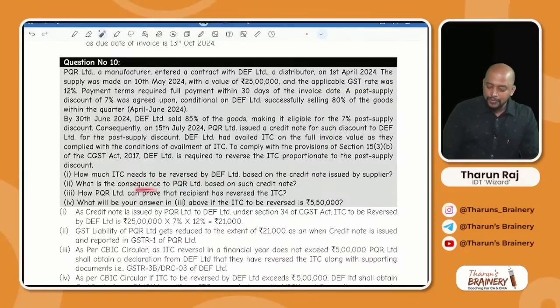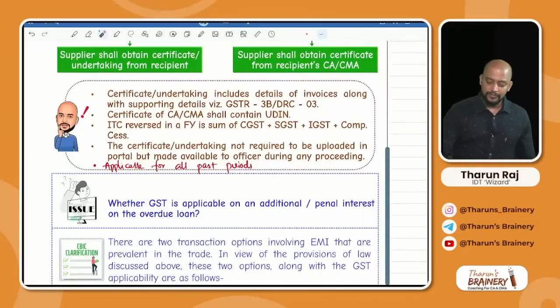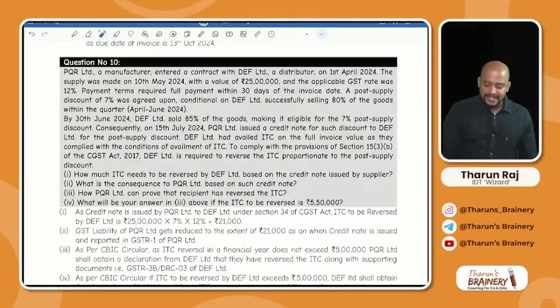What is the consequence to PQR Limited based on the credit note? Just now I told you. Whenever a credit note is given, what will happen to the liability of the supplier? It gets reduced. So the GST liability of PQR gets reduced to the extent of 21,000 as and when the credit note is issued and reported in GSTR-1 of PQR Limited.